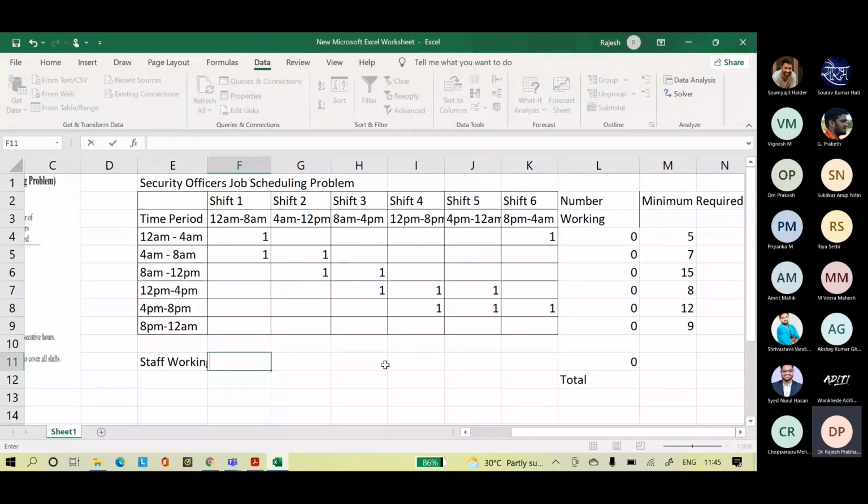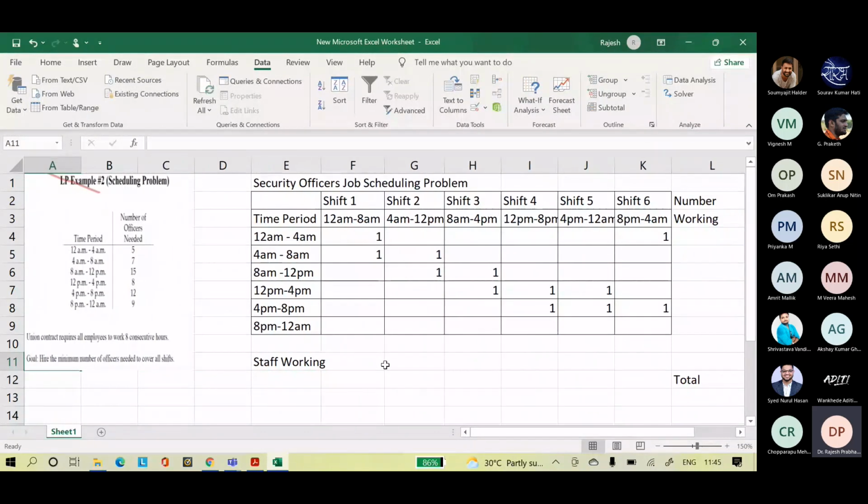So total staff working between 12 a.m. to 8 a.m. is 12. Between 4 a.m. to 12 p.m., we have 22 people working.